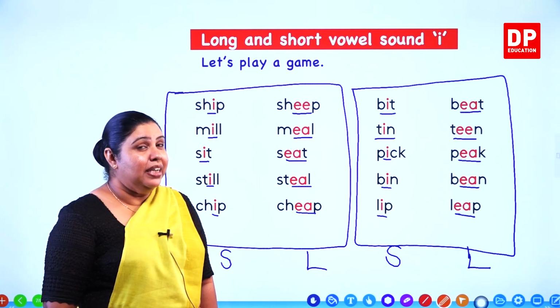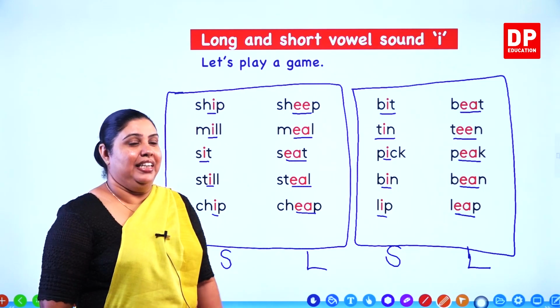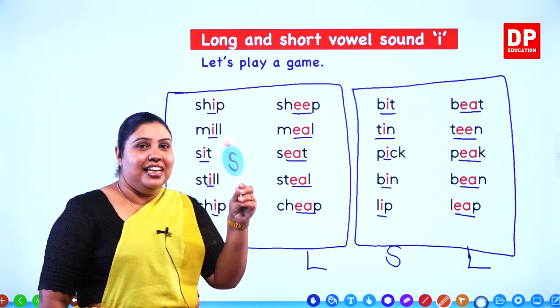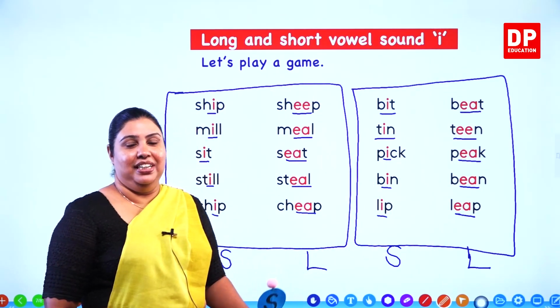My next word is lip. Lip. Is it a long E or a short E? Lip. It is a short E. So you have to take your letter S because it is a short E word.